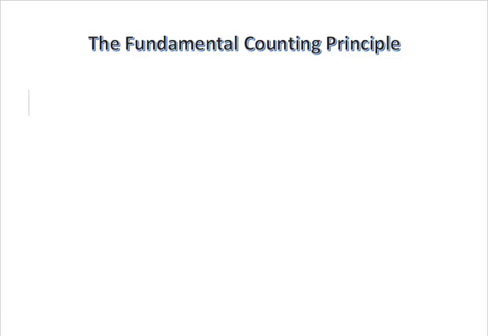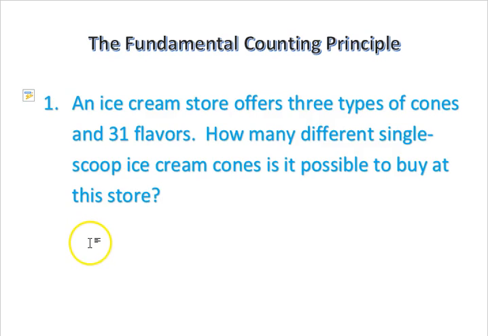Okay, today guys, we are going to start a unit on counting principles and probability. And so we're going to start with the most basic idea, the fundamental counting principle. Okay, here is our first example. It's very basic. It says an ice cream store offers 3 types of cones and 31 flavors. How many different single scoop ice cream cones is it possible to buy at this store?